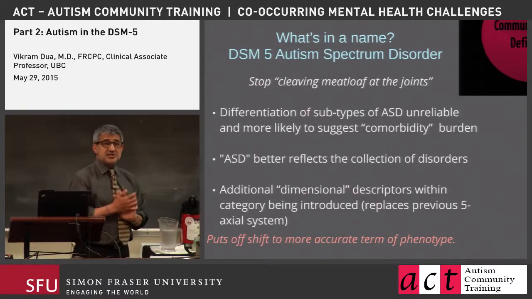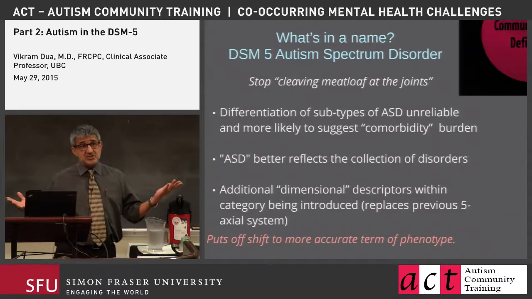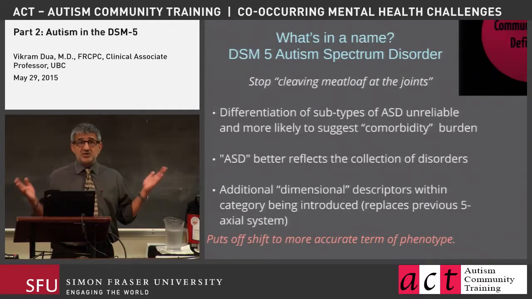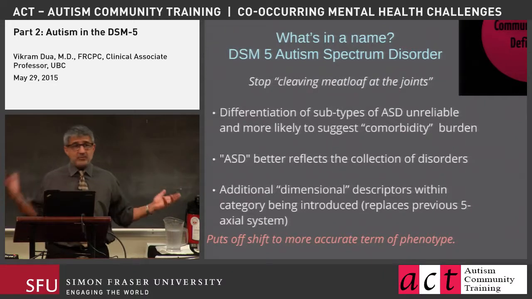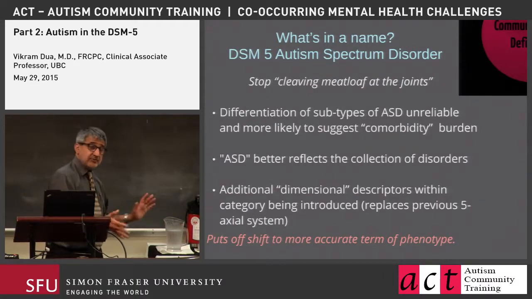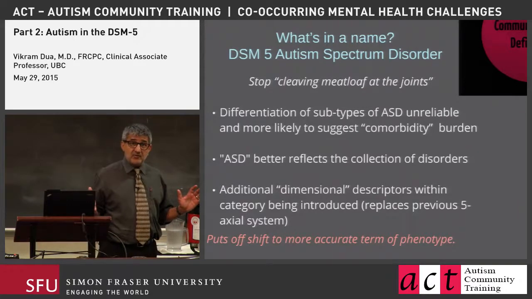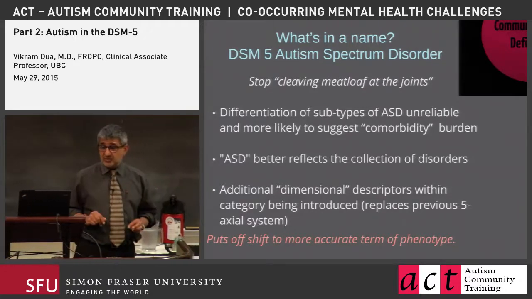So let's just talk about the major changes. One of the major changes was obviously changing the term from PDD, pervasive developmental disorder, which no one really liked. It was cumbersome. It didn't really accurately describe it. It got overlapped with other developmental disabilities. People didn't know what it meant. And so we needed to get rid of it. So ASD gets used as the overall label for the group of disorders.